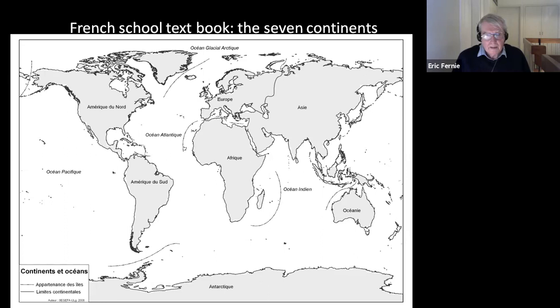Now, the Penguin Encyclopedia says there are six continents. And when I read that, my hopes rose. They're going to get it right. Europe will not be a continent. Well, that isn't the case. The one they omitted was Antarctica. And why? Well, it's covered in ice, and therefore we don't really know how big it is. Now, that was published in the 1960s. The argument might be slightly different now.